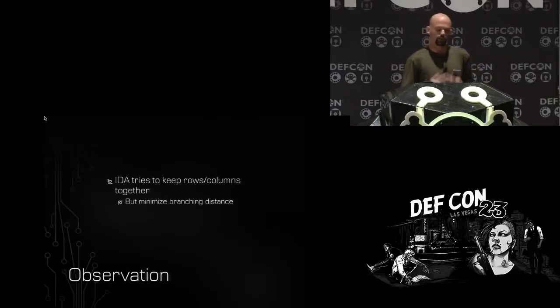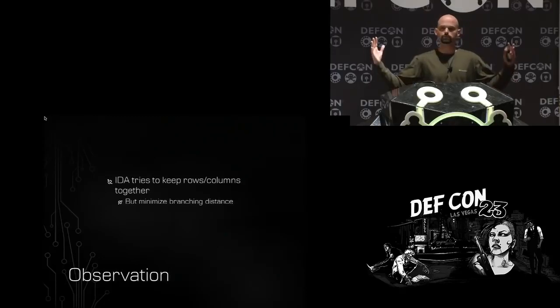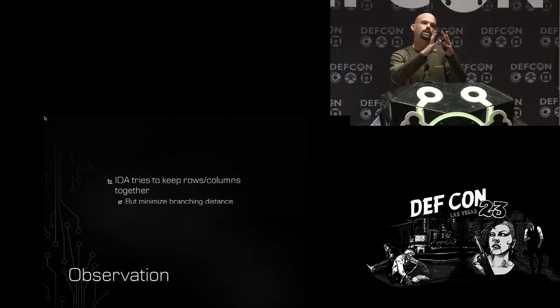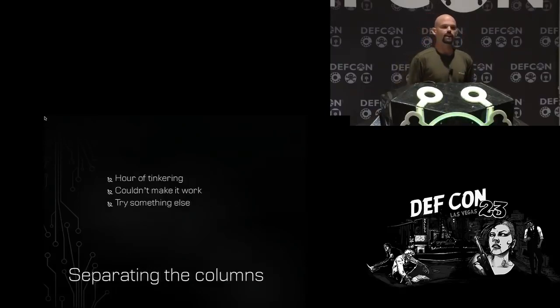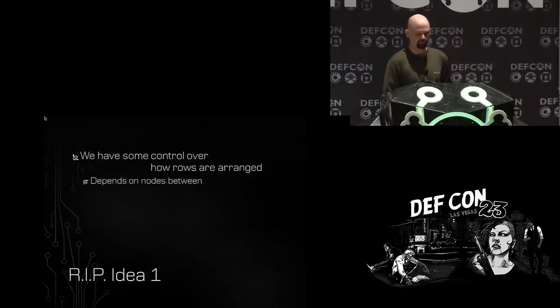I've still got my vertical lines right next to each other. I wanted those to be on opposite ends of the square. So we kind of see that IDA is trying to keep rows and columns together. It's squeezing all of our control flow graph into as small an area as possible, and it does that in order to minimize the branching distance inside of this thing. I spent a couple of hours tinkering with this and really could never find a way to get those vertical lines to separate from each other. So that's sort of the death of my first idea for how we could draw through control flow graphs.